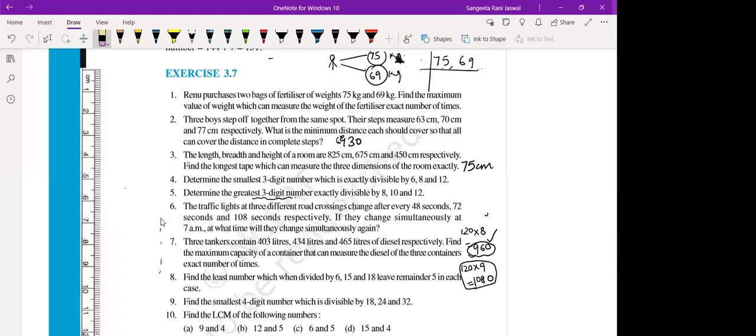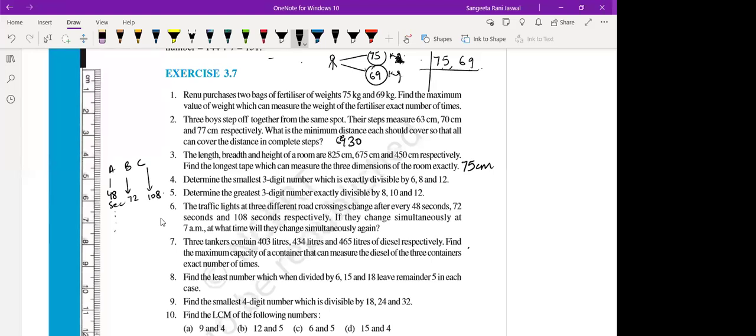I'll just make some space here to write. Okay, now see here. These are 3 lights: light A, light B, light C. Light A is changing after 48 seconds, light B after 72 seconds, and light C after 108 seconds.